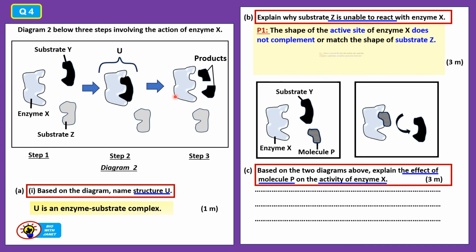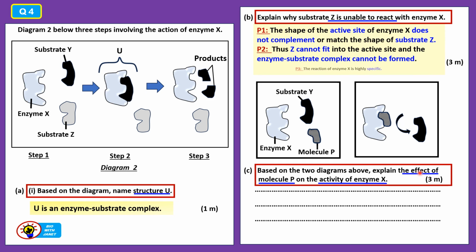So therefore, Z cannot fit into the active site, right? So Z cannot fit here into the active site, and thus the enzyme substrate complex for Z cannot be formed. If it cannot be formed, then there's no reaction. So this shows us that the reaction of enzyme X is highly specific, and that is the reason why Z cannot react with X.